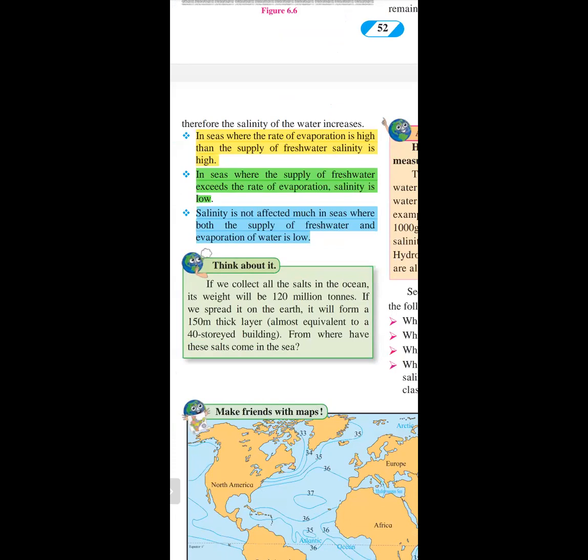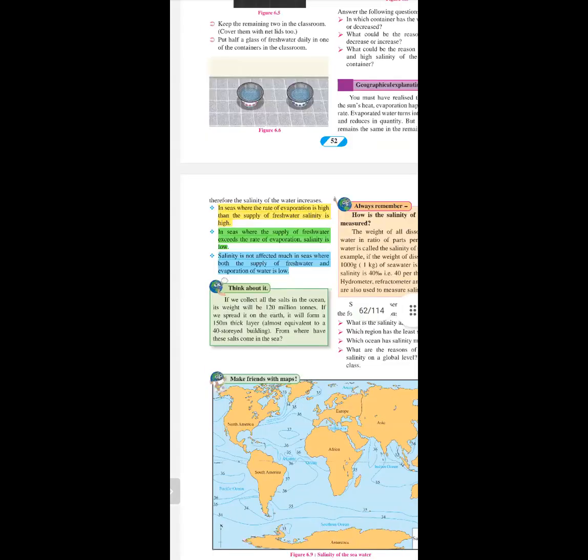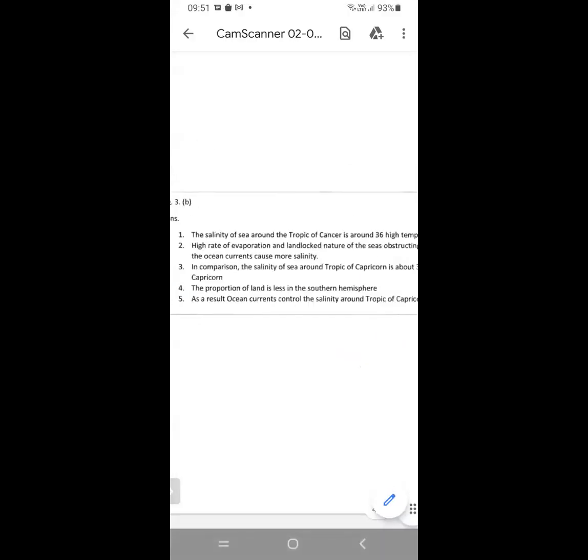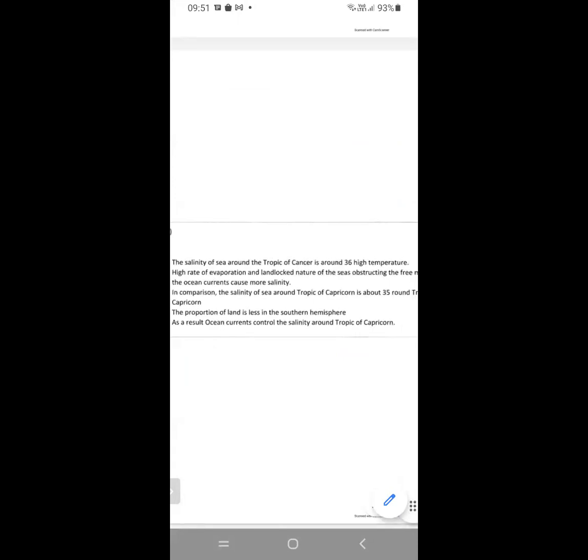Now we are going to see the second question, 3B. Explain the distribution of salinity around the Tropic of Cancer and Tropic of Capricorn. That one, question number 3B. Yes, you have to write. Take a screenshot, otherwise you have to write. I will give you time.